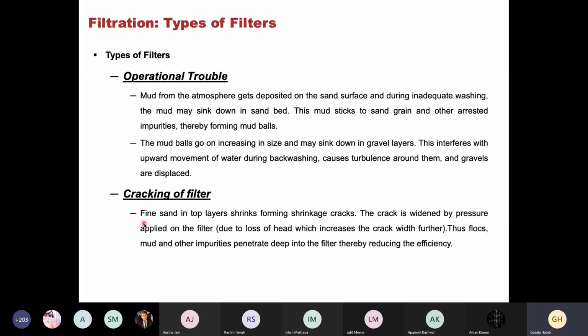That the top layer may shrink and it will have a crack. This crack is widened sometimes, and again by the pressure applied on the filter, the flocs, mud and other impurities may further penetrate deep into the filter, and therefore reduce the efficiency. So this is another problem that may happen in the filter.